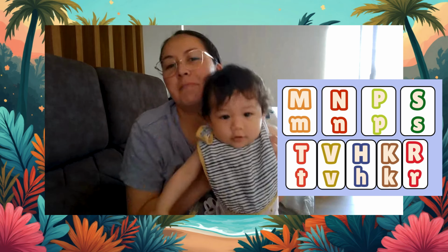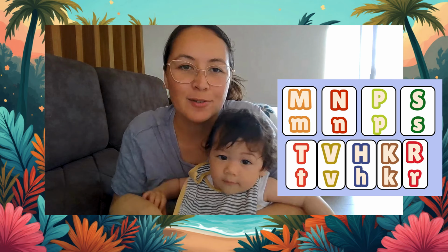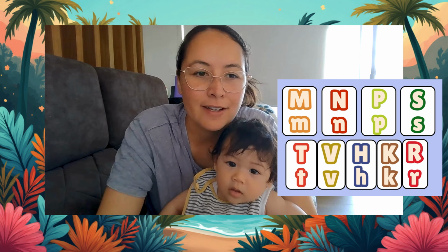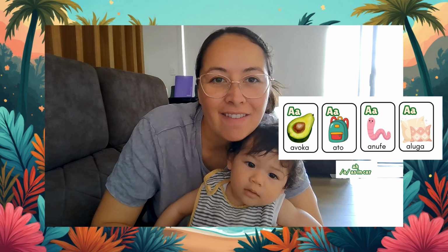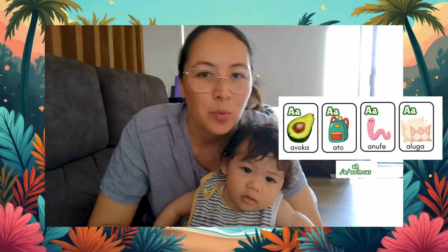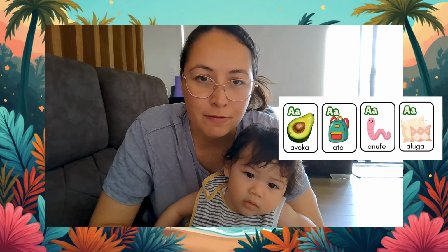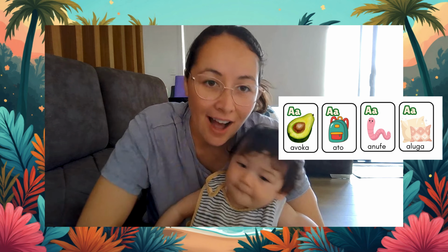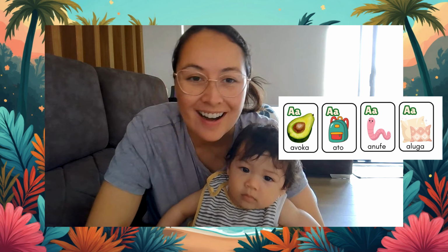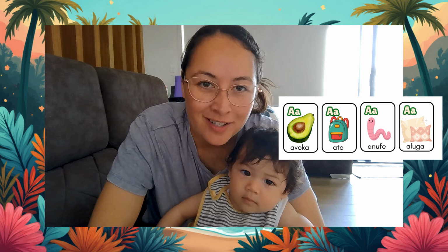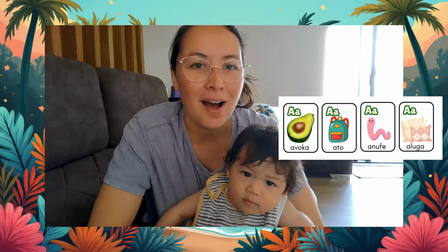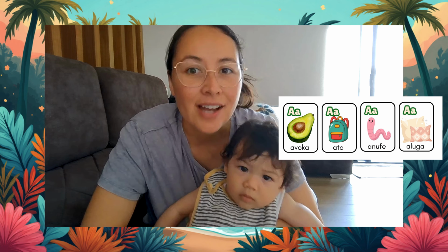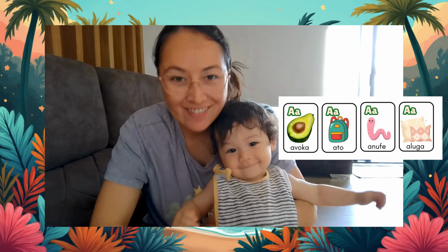We have the alphabet laid out like this, capital letters and small letters. And then we have each letter of the alphabet with a different item that starts with that letter, like A for avoka. And there's pictures to help the little ones remember. A is for avoka. A is for ato. A is for anufe. And A is for alunga, right?